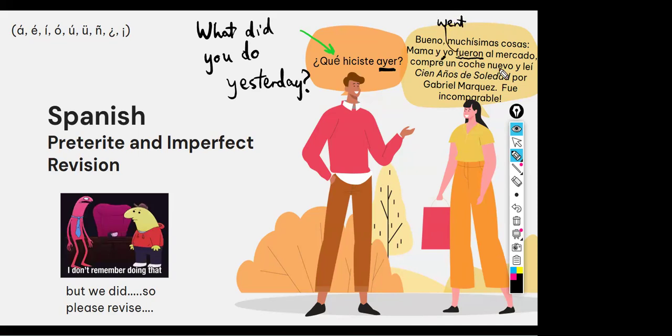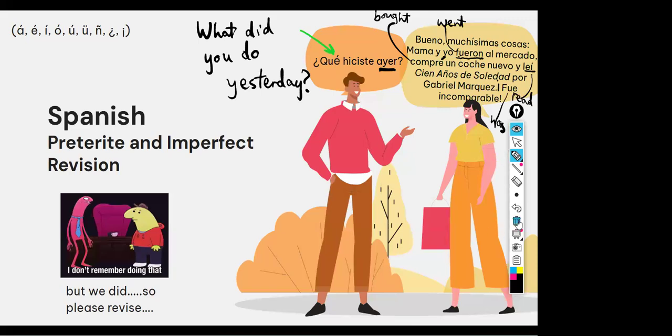There should be an accent on this. "Compré un coche nuevo." So I bought, right? Also preterite tense. Nothing on the screen you need to write unless you want to know the question, because it's a useful question to know and also to use, right? All right. "Y leí Cien años de soledad por Gabriel Márquez." So I read, right? Also preterite tense. "Fue incomparable." So it was incomparable, right? So all of these are examples of preterite tense in use in Spanish.